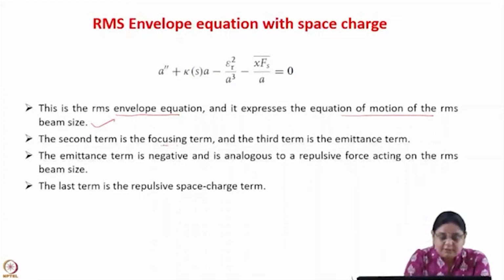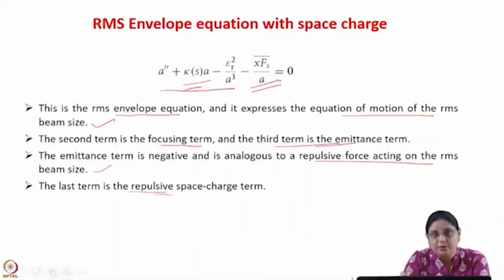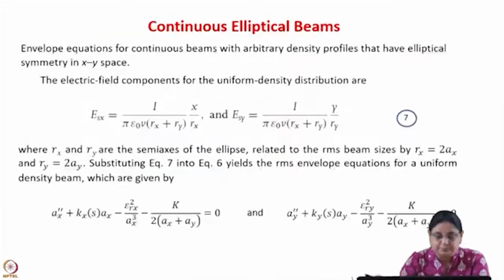Now here the second term is a focusing term, and the third term is the emittance term. So this is similar to the equation without space charge. The emittance term is negative and is analogous to a repulsive force acting on the RMS beam size as before. The last term is now due to the repulsive space charge. Because the beam now has space charge, we have an additional term in the envelope equation, which is given by this term.